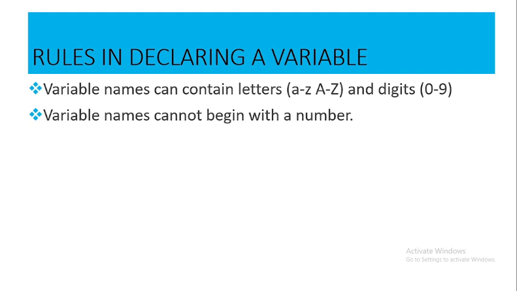Under rule number 1, we have seen that variable names can contain digits, but these digits cannot begin the variable name. So variable names cannot begin with a number. So we cannot have a variable name like 12firstname. This is not a proper variable name. Why? Because it begins with a digit, or it begins with a number. The second rule says that variable names cannot begin with a number. So this variable name is invalid.